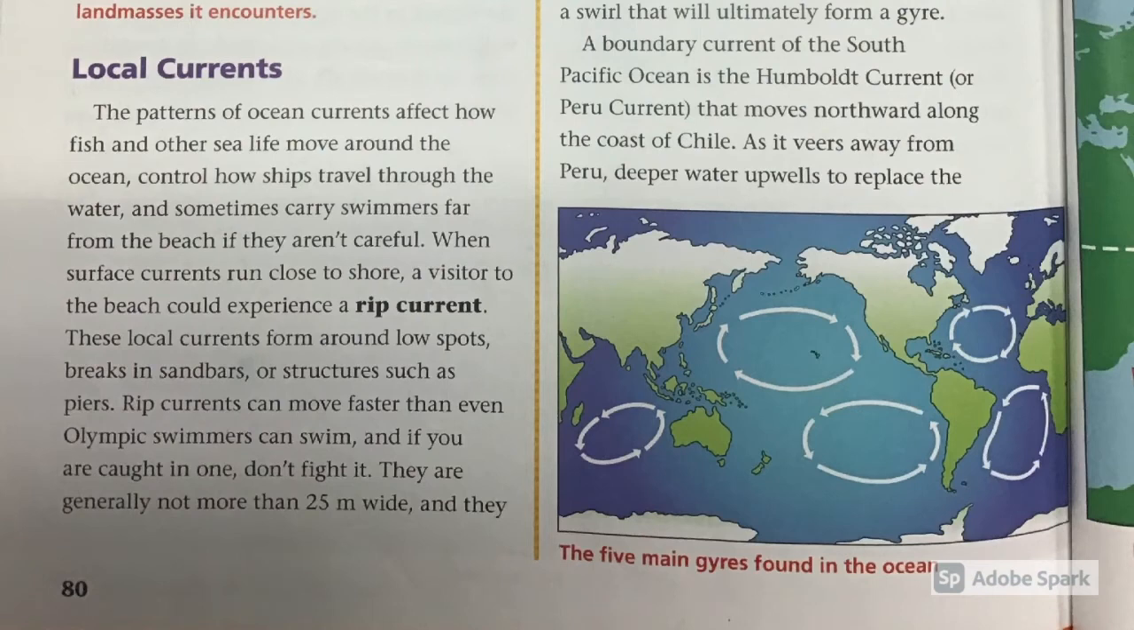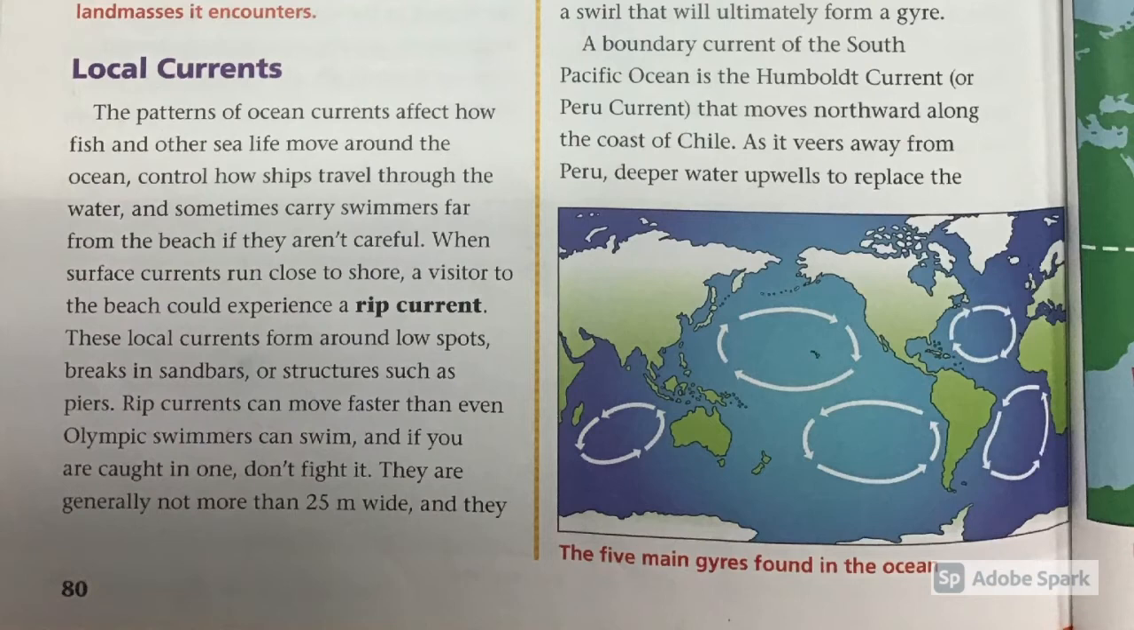Local currents. The pattern of ocean currents affect how fish and other sea life move around the ocean, control how ships travel through water, and sometimes carry swimmers far from the beach if they aren't careful. When a surface current runs close to shore, a visitor to the beach could experience a rip current.